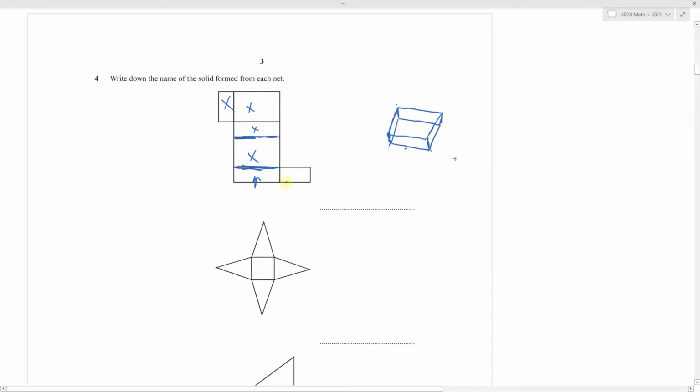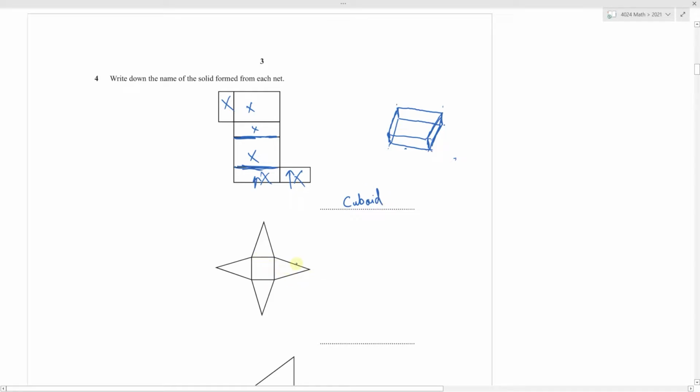And once I fold it up here, this will also come up and it will look like this. And then I can fold it like this to make the right hand side wall of my cuboid. So this will be my right hand side wall. So this is how this net becomes a cuboid. So this is your cuboid.